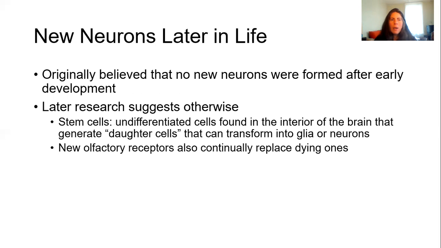Now let's talk about new neurons later in life. It was originally believed that no new neurons were formed after early development, but later research suggests otherwise. And we've talked about this already. There are two areas within the human nervous system where we see new neuronal growth or neuronal generation. And one of those areas is the olfactory system.